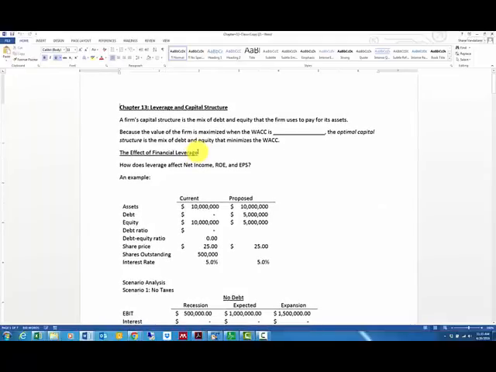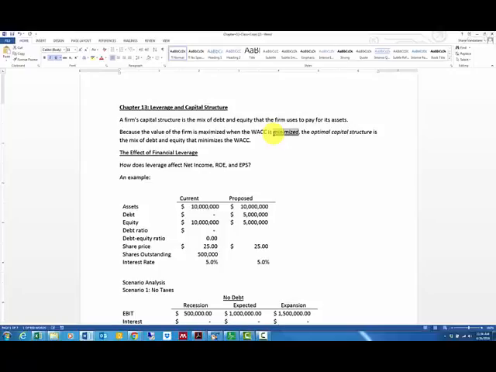So when we talk about leverage and capital structure, we're talking about how the firm pays for its assets. So we think of a balance sheet and the accounting equation, and we see on the left-hand side is the total assets of the firm. On the right-hand side, we explain how we paid for those assets. Because the value of the firm is maximized when the weighted average cost of capital is minimized, the optimal capital structure is the mix of debt and equity that minimizes the weighted average cost of capital.